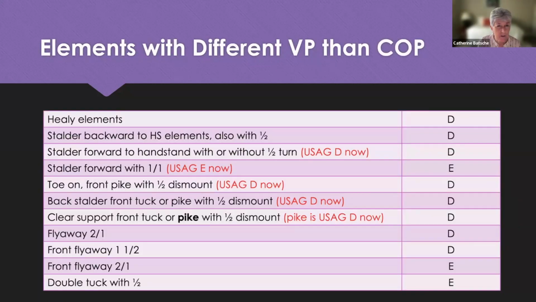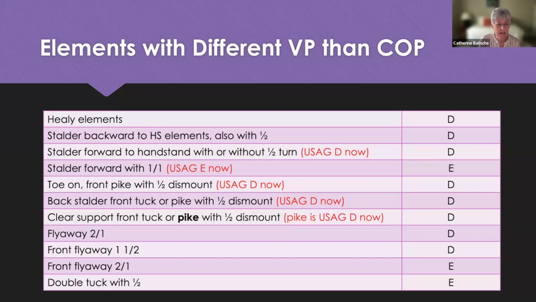There are several elements with different value parts than the code of points. The Healy elements in college are all Ds. The Stalder back to handstand elements, also with the half turn, are Ds. The Stalder forward to handstand, with or without a half turn, is a D. Stalder forward full is an E.